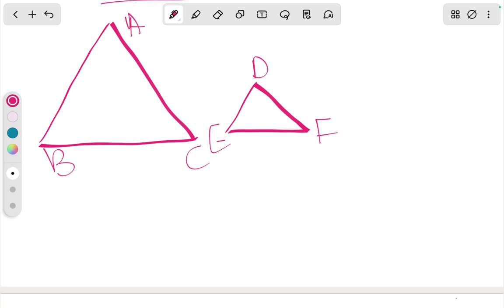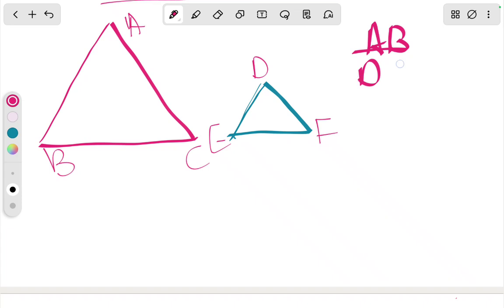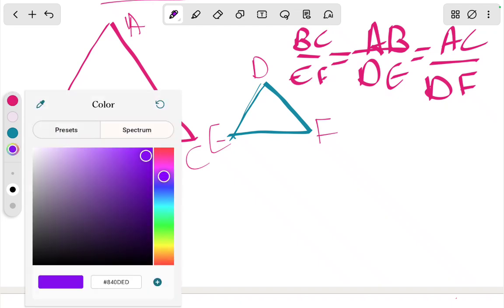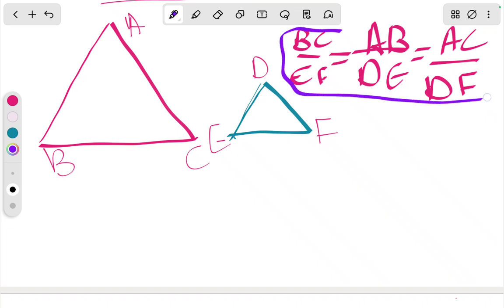Let me use another color for the second triangle so that it's easier to work with. After you've labeled your triangles, you are required to prove that AB over DE is equal to AC over DF, which is also equal to BC over EF. You are required to prove this.